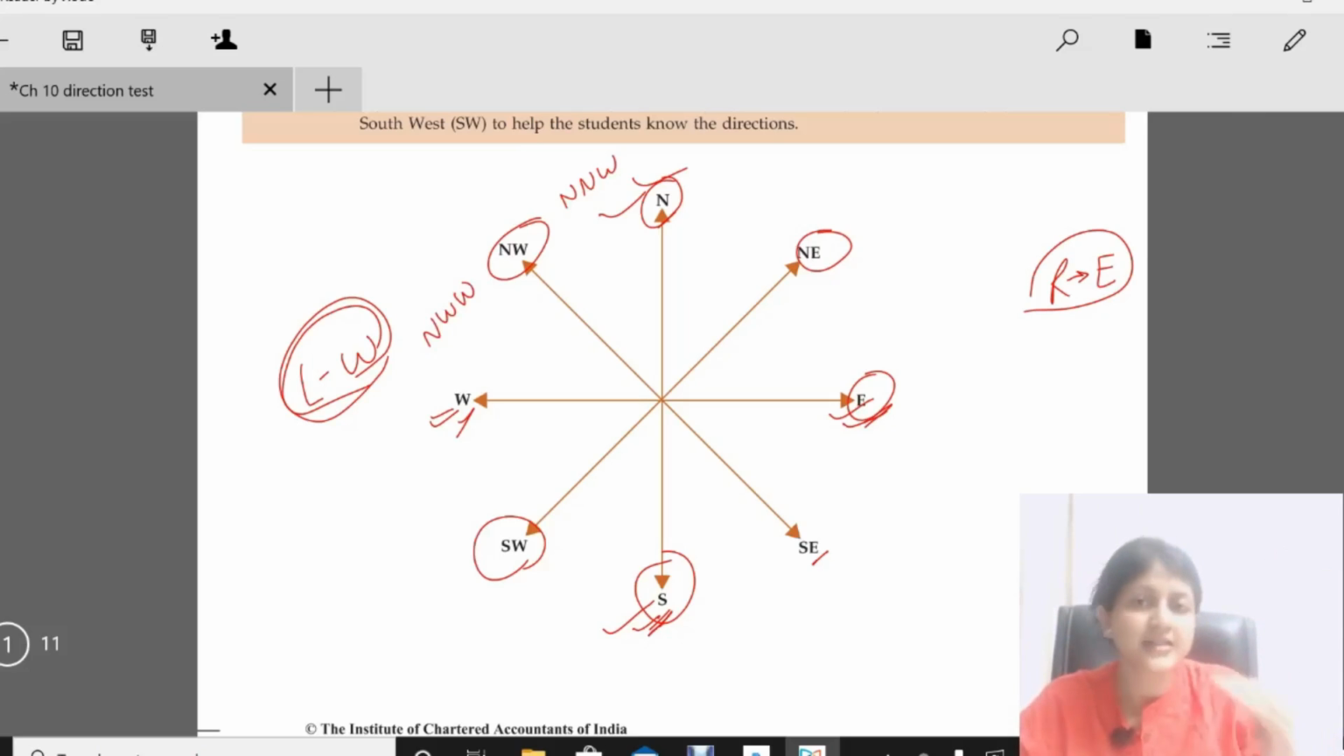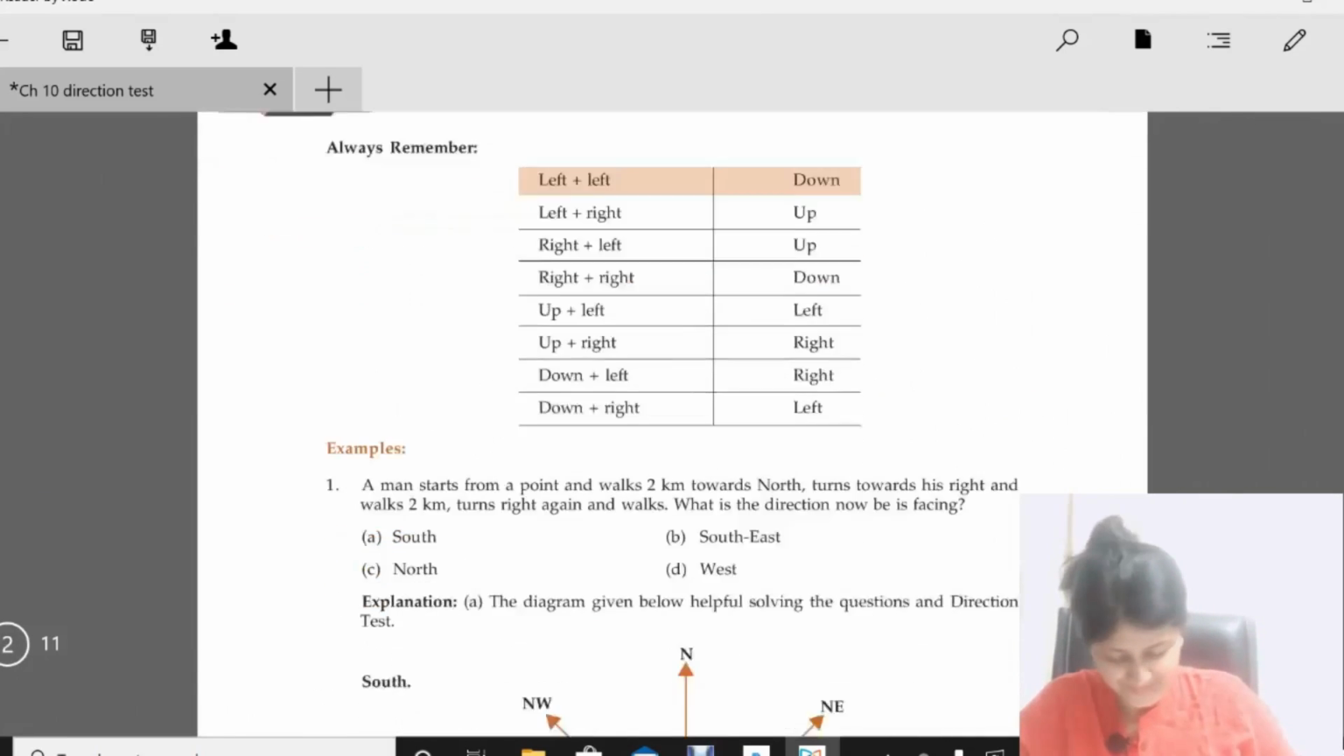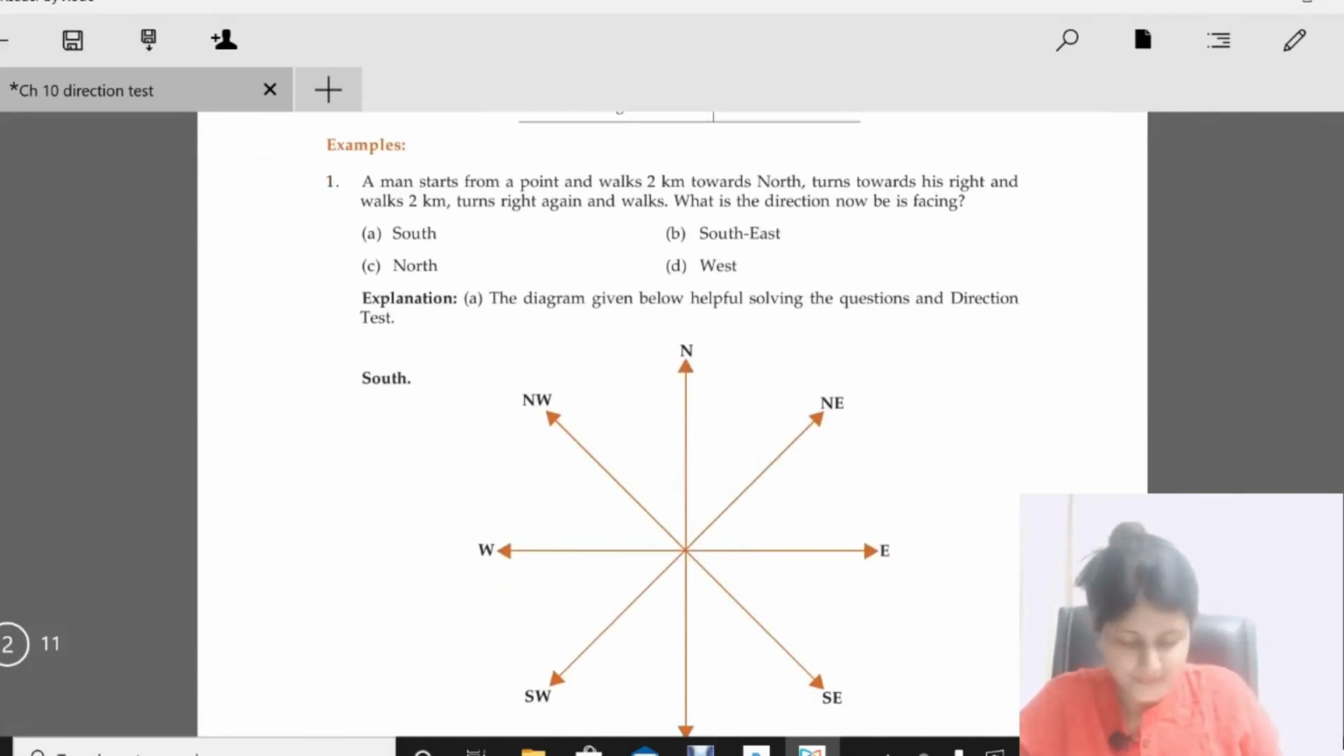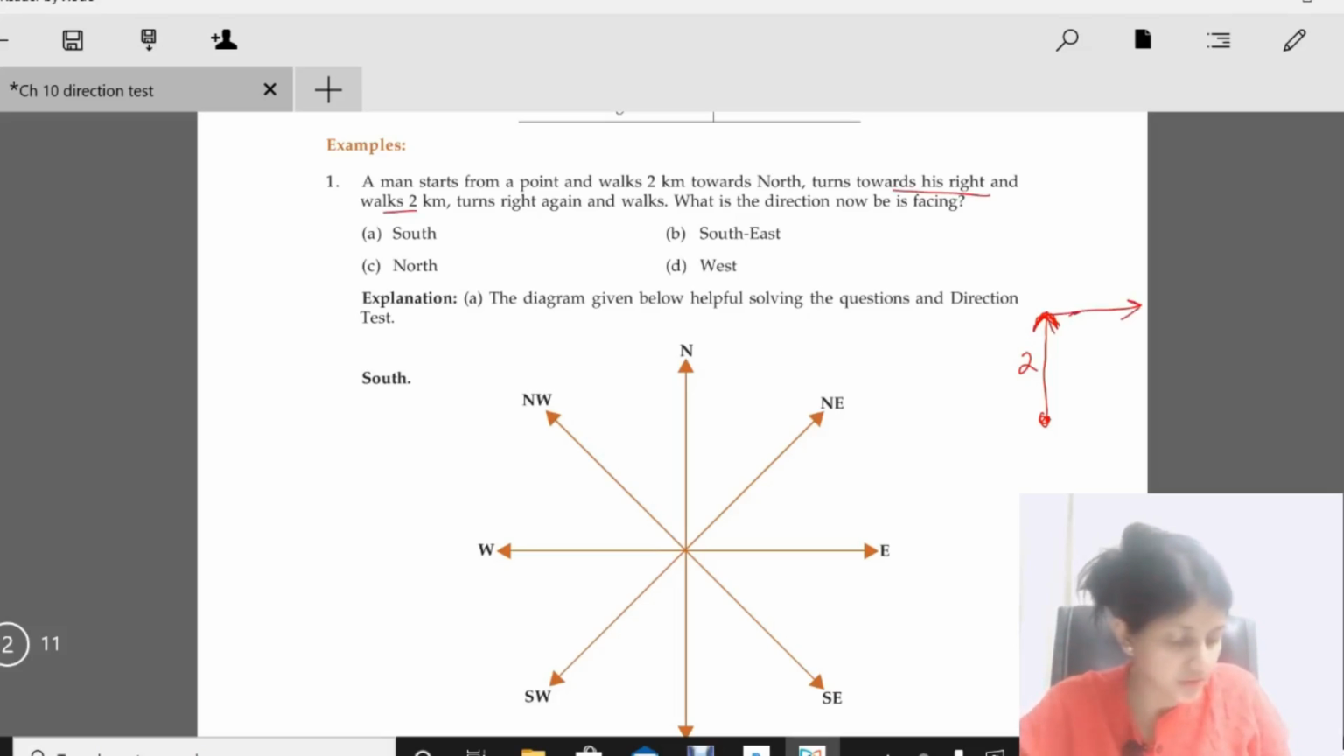And let us proceed directly with the examples, because only then you will understand what kinds of questions come in the exams and how easy it is. Example number 1. A man starts from a point and walks 2 kilometers towards north. So if a man starts from here, 2 kilometers north is here. Then he turns towards his right. If the man is standing like this, what is his right? Here. So, he turns towards right and walks 2 kilometers. Very good. And he's facing this side, towards east.